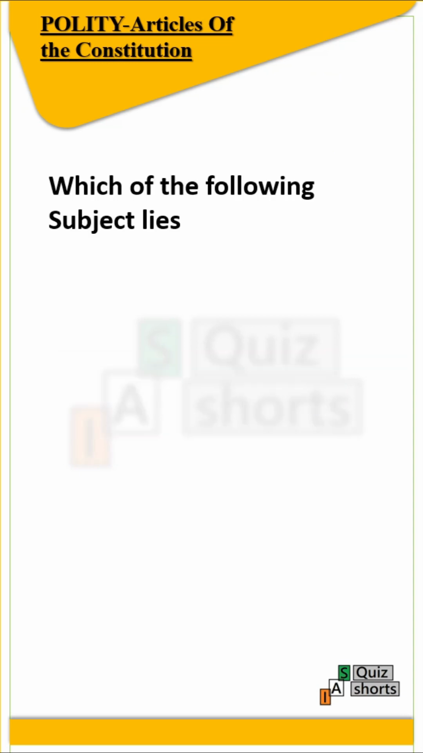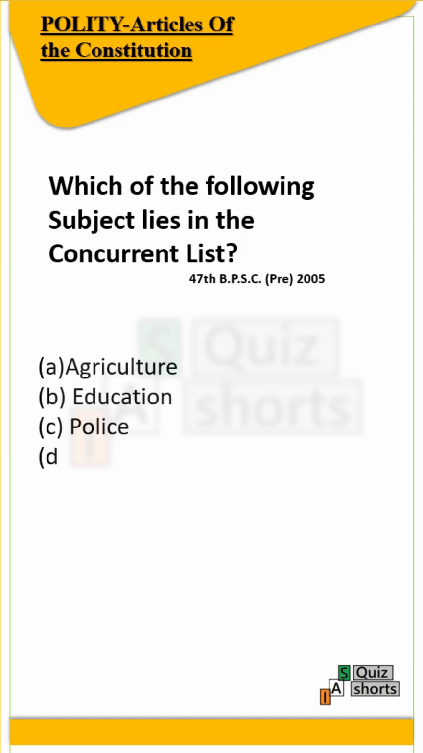Which of the following subject lies in the concurrent list? Option A, agriculture. Option B, education. Option C, police. Option D, defense. Answer is option B, education.